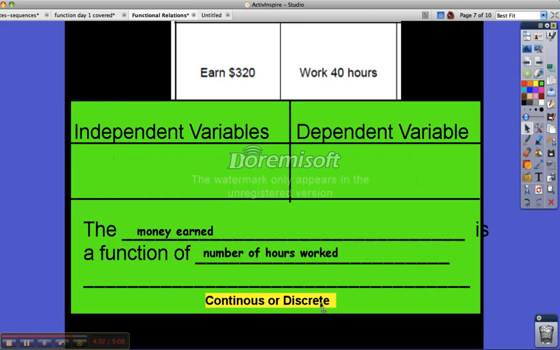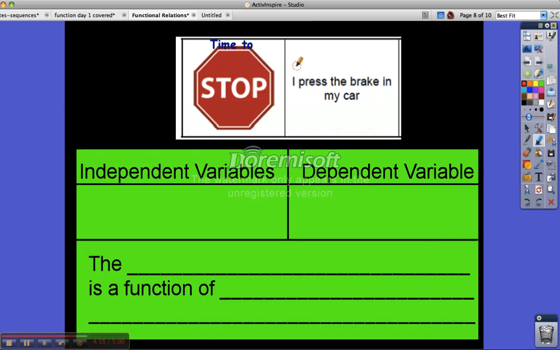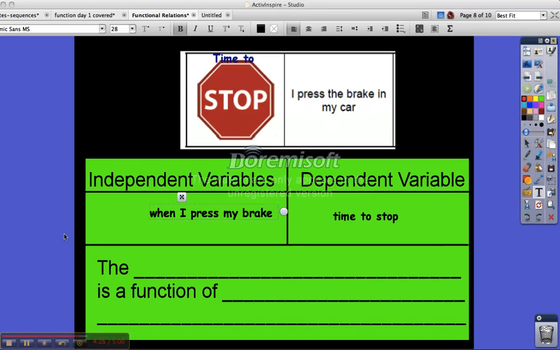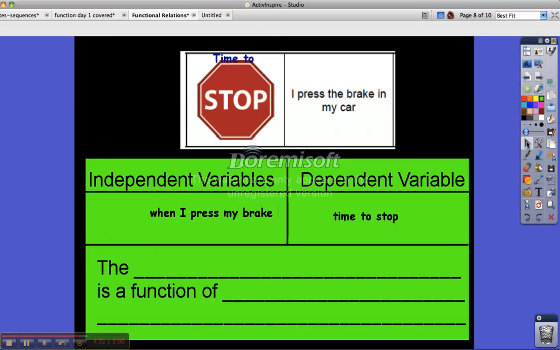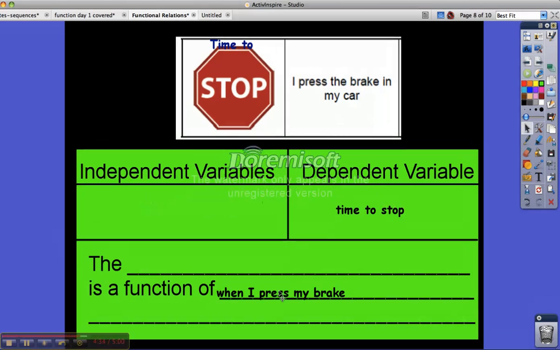Continuous or discrete? Yes, I can work 1.5 hours and I get paid for half of an hour, so it's continuous. Last one. So the time it takes to stop and when I press my brake in my car. Let's go ahead and pause it and put those where they go. Voila. So the time to stop is dependent on when I press my brake. So the time to stop my car is a function of when I press my brake.